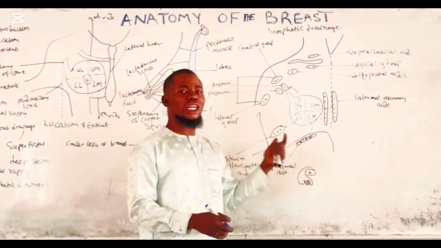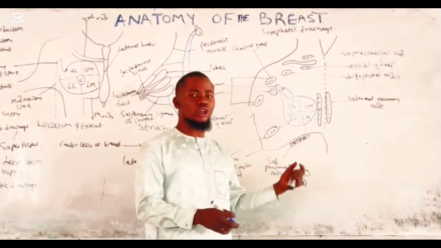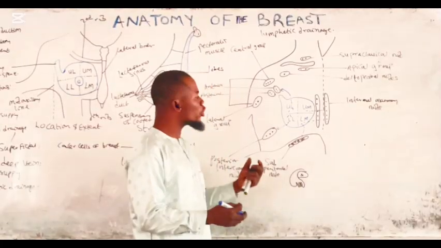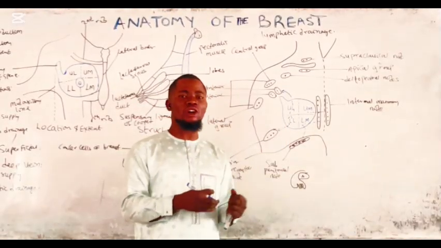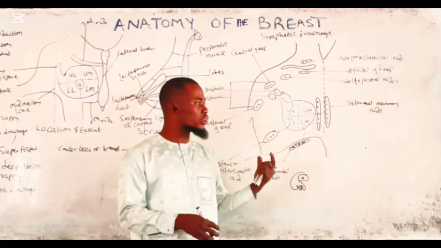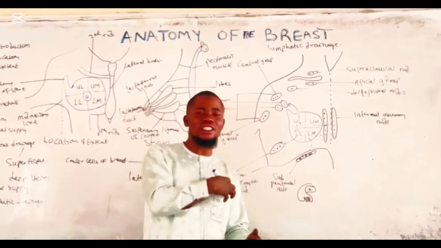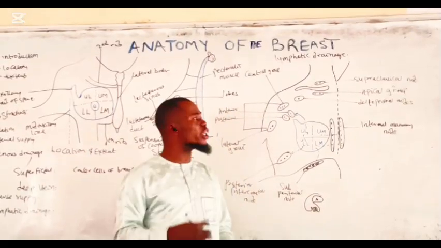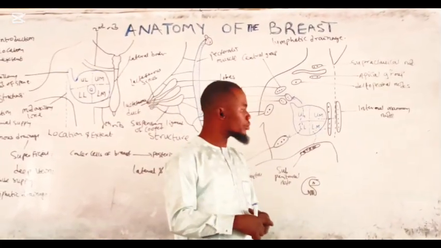Deep to the areola, there is what they call the subareolar lymph plexus of Sappey. This is what drains the lymph of the areola into the anterior axillary group of lymph nodes. Deep to the breast, the lymph pierces the pectoralis major and drains into the apical group of axillary lymph nodes.